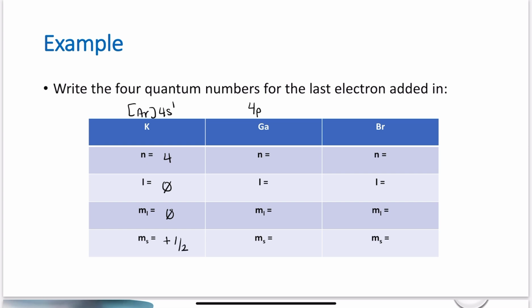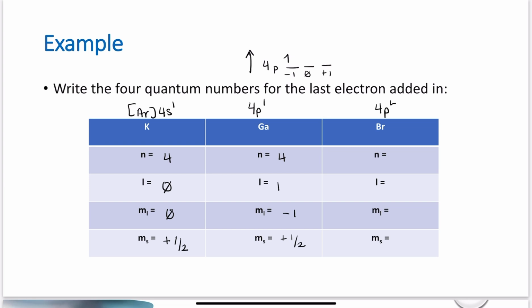Gallium, its last electron was added into a 4p1. So n is equal to 4, l is equal to 1, because it's a p orbital. Now, it can get a little tricky thinking about this. If you've got p's, it's 4p, 1, 2, 3, with m sub l of negative 1, 0, plus 1. It's the first electron added in, so it is negative 1. And that is also spin up, so it is plus 1/2.